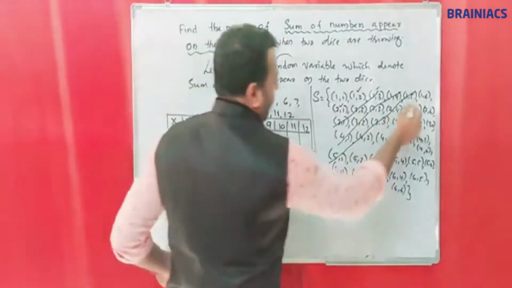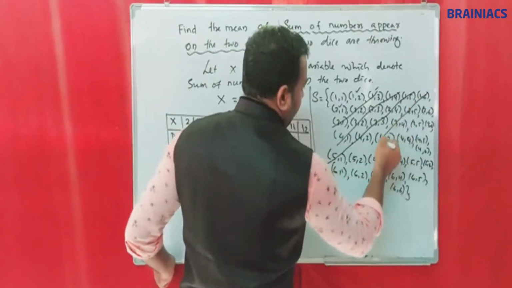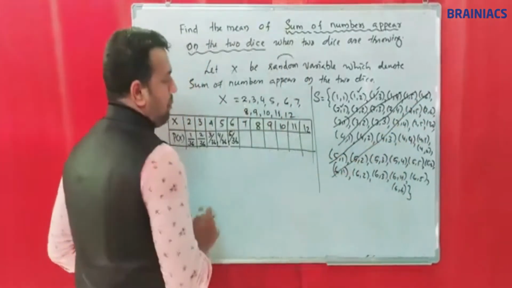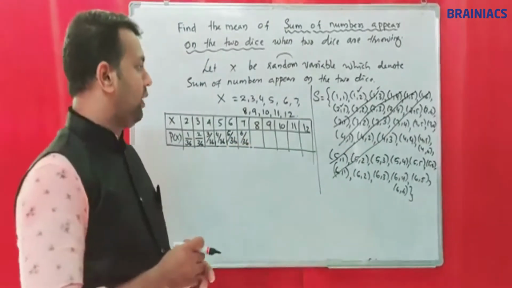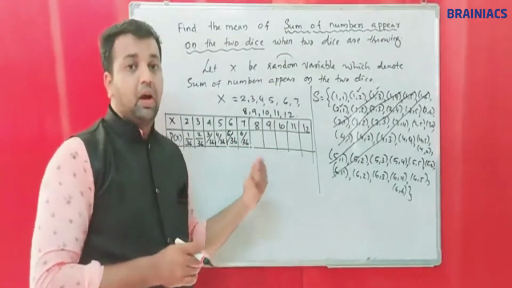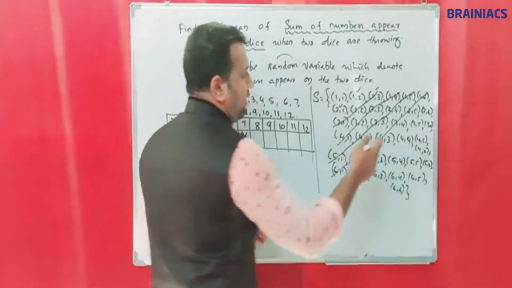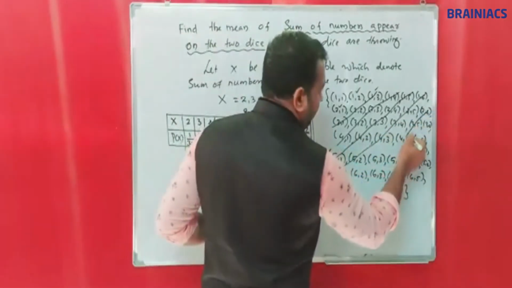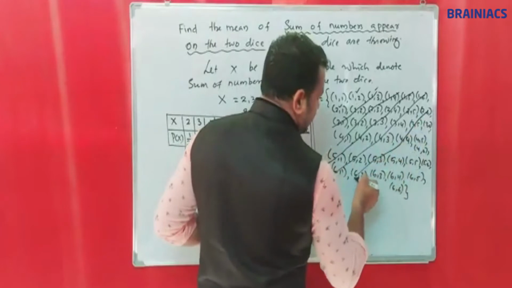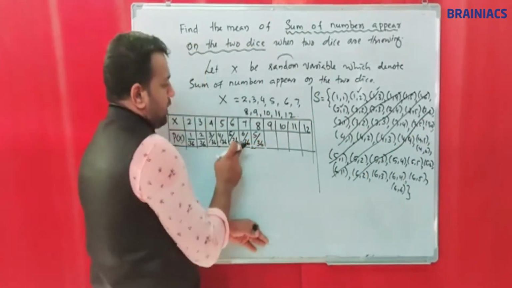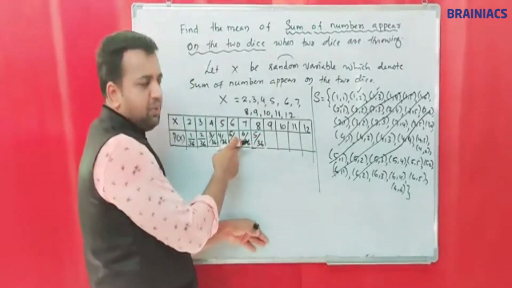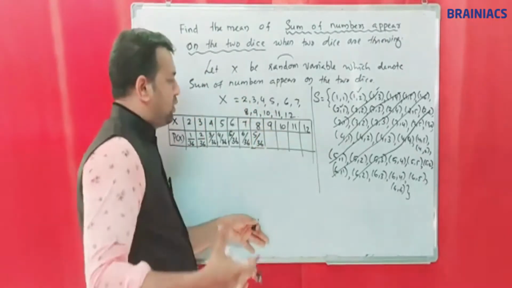In case of 7: 1, 6; 2, 5; 3, 4; 4, 3; 5, 2; 6, 1. Probability is 6 by 36, 6 cases. In case of 8, probability will reduce because cases will reduce: 2, 6; 3, 5; 4, 4; 5, 3; 6, 2. 5 cases, 5 by 36. So this probability is maximum in this case, 6 by 36. Then probability will reduce by 1.